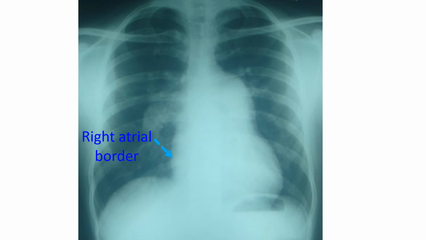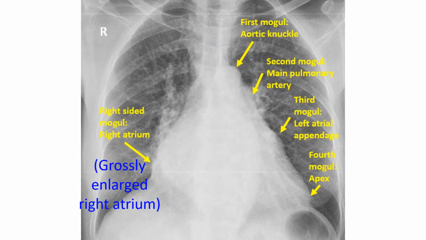Right atrium forms the right border of the heart in chest X-ray PA view, located just to the right of the spine. Right atrial enlargement is noted on chest X-ray as rightward shift of the right border of the heart. It is called a right-sided bulge.